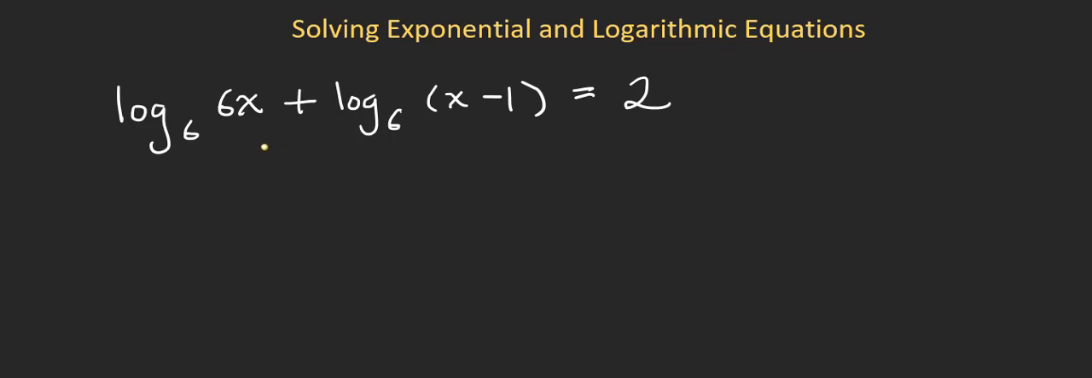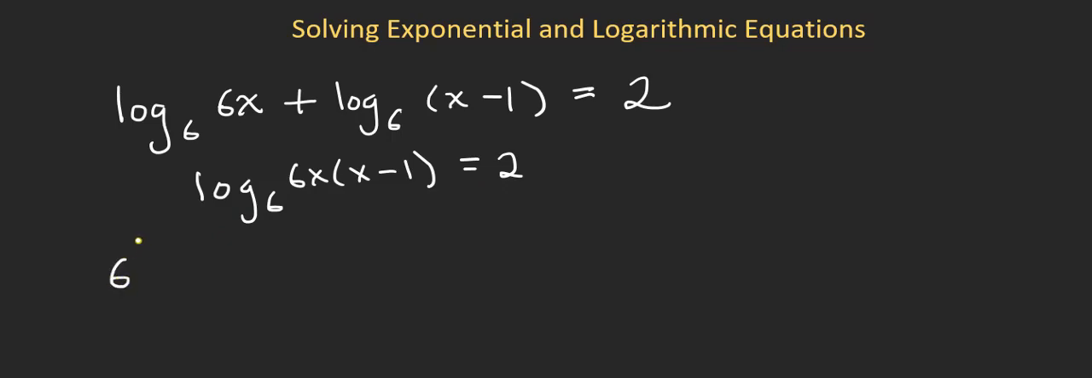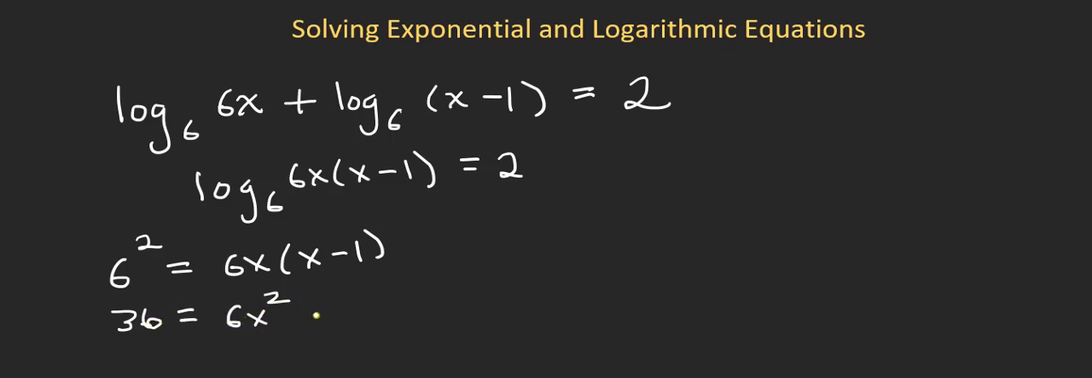Now in order to solve this equation, we need to use a property of logarithms. So the first property we need to use is the product property. So we can rewrite this as log base 6 of 6x times x minus 1 equals 2. Now, you could distribute the 6x, or you could just rewrite it in exponential form first. So logs are exponents, so the base is 6 squared equals 6x times the quantity x minus 1. So this becomes 36 equals 6x squared minus 6x.